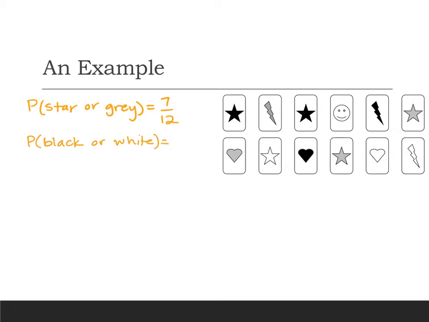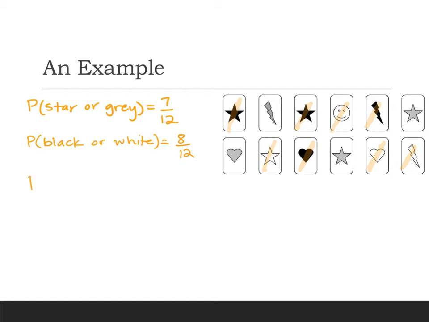Well, this is a little bit easier. In this case, cards can only have one color. Yes, gray is black and white together, but gray is its own color. So I can mark and I can say, well, 1, 2, 3, 4, 5, 6, 7, 8. And so 8 out of 12. Easy peasy. I don't have to worry about any overlaps because that is what we call disjoint. You cannot have a card that is both a black card and a white card.